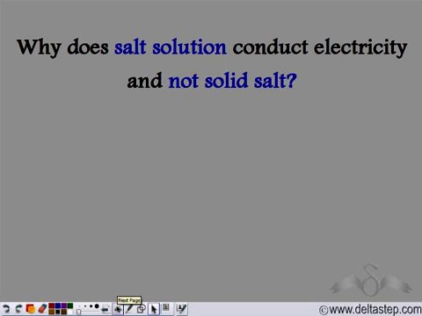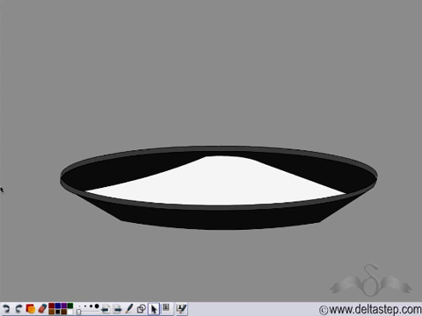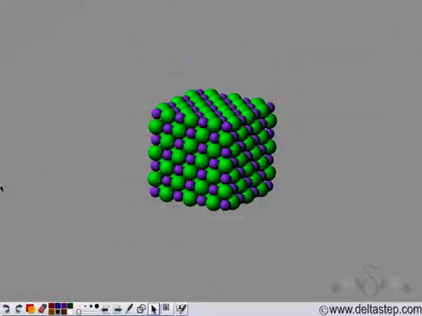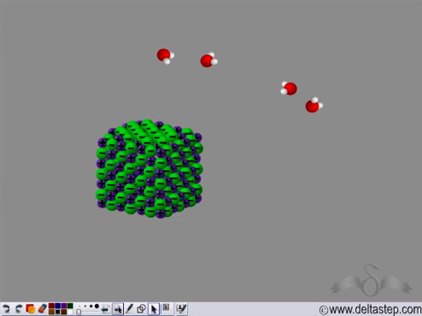Why does solid salt not conduct electricity, but salt solution does conduct electricity? What is the difference in the salt solution? Let's see what is happening. So this is solid salt. If we look inside this solid salt, we see that these are NaCl crystals. When this crystal is put in water, the ions separate. Now when we add this NaCl crystal in water, the positive sodium ions and the negative chloride ions separate out.